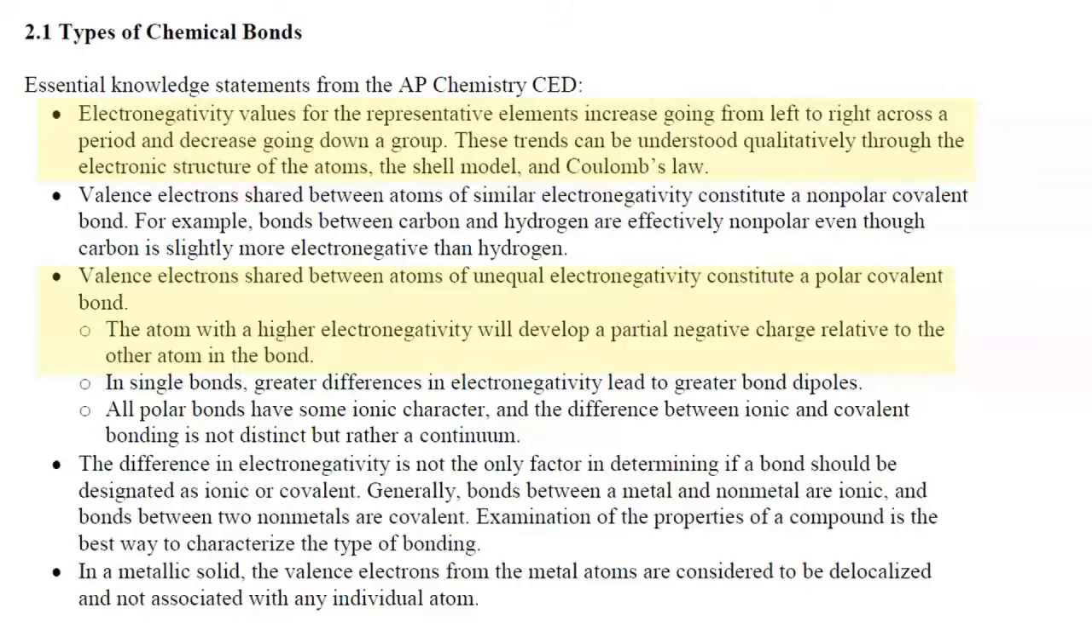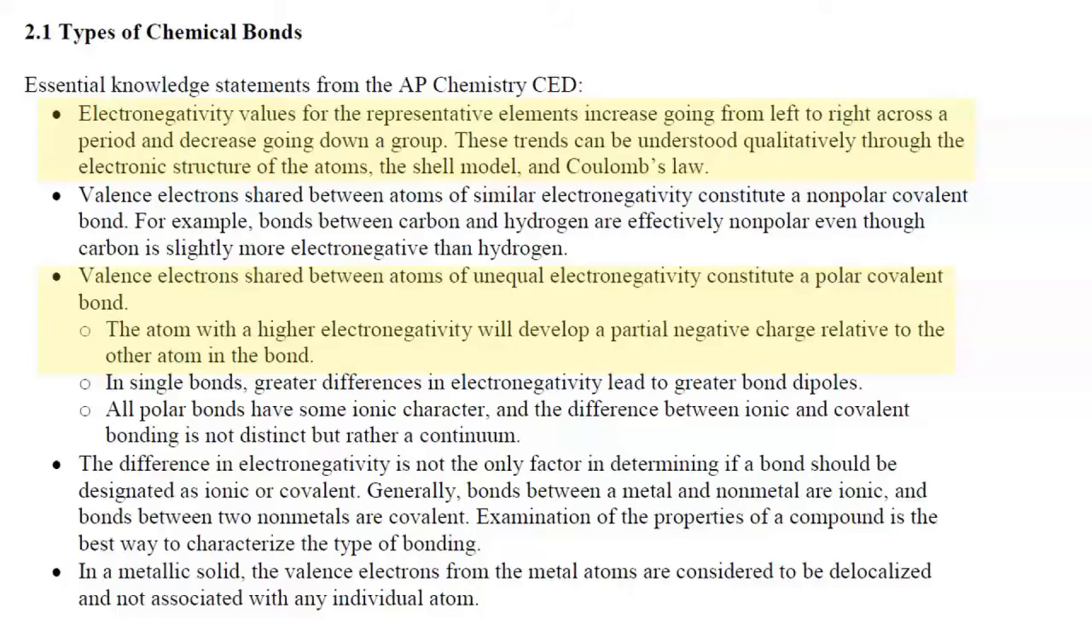Here, this information on the slide comes from Topic 2.1, Types of Chemical Bonds, and I've highlighted some of the essential knowledge statements. Electronegativity values for the representative elements increase going from left to right across a period and decrease going down a group. It also mentions that valence electrons shared between atoms of unequal electronegativity constitute a polar covalent bond, and the atom with a higher electronegativity will develop a partial negative charge.